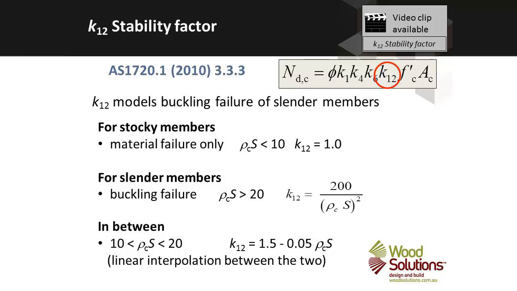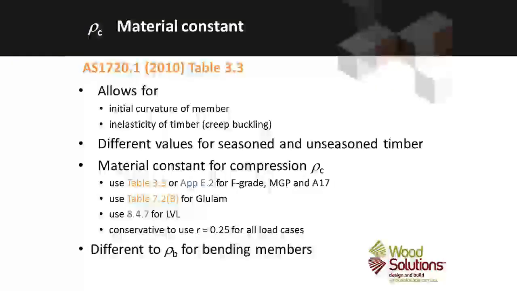And you can see in these expressions, which are identical to the ones for the bending members, that if we have a stocky member, the slenderness times its material constant is going to be less than 10, and our K12 factor is 1. On the other hand, if we have a very slender member, it is a function of the slenderness squared. So the higher the slenderness, the lower the K12 factor, and hence the lower the capacity of the member.